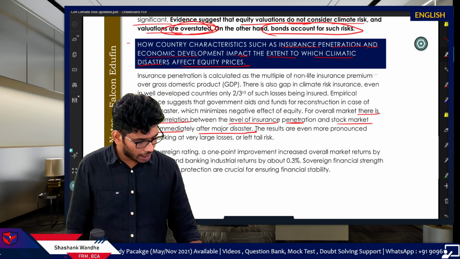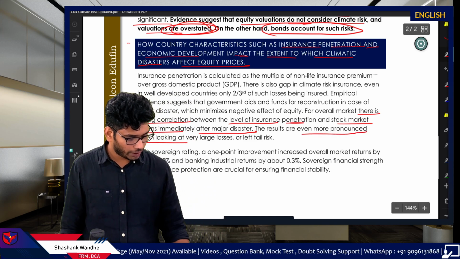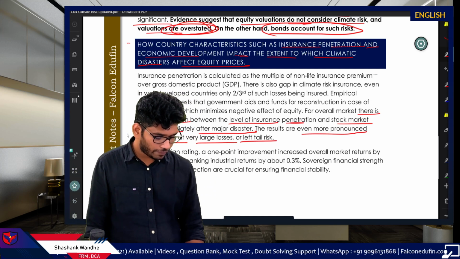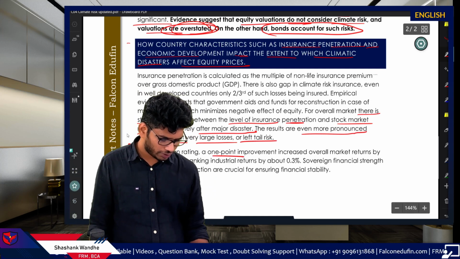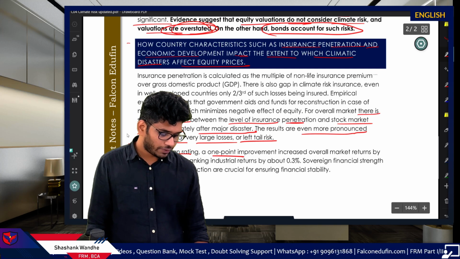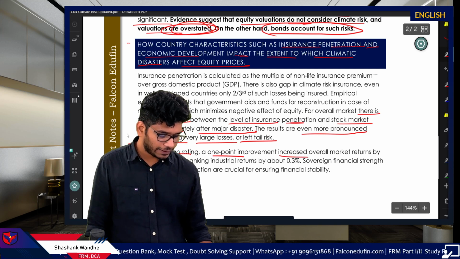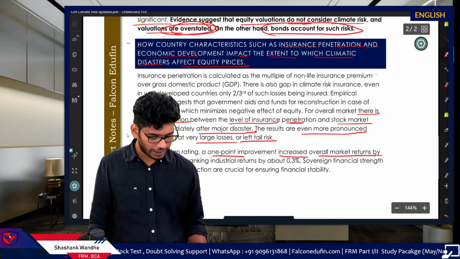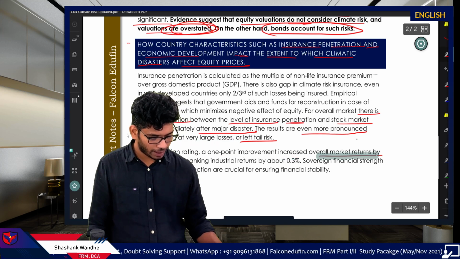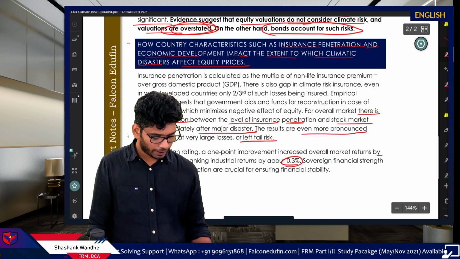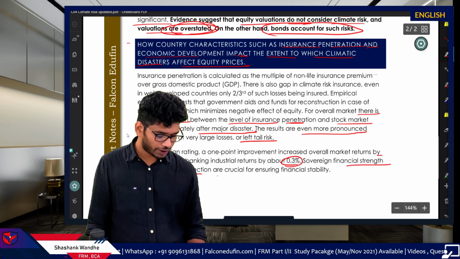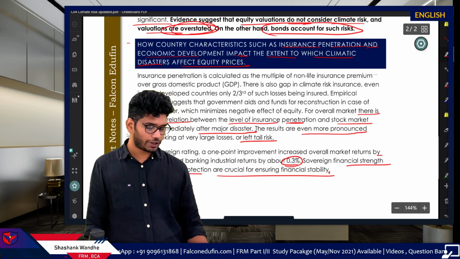The results are even more pronounced when looking at very large losses and the left tail. With the sovereign rating, this is a point, just remember it. A 1 point improvement in the sovereign rating increased overall market return by about 0.2% and banking industrial returns by 0.3%. Sovereign financial strength and insurance protection are crucial for ensuring financial stability.